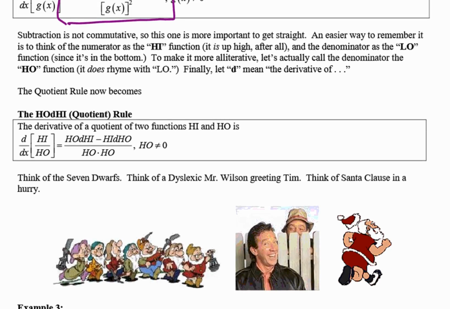Okay, think about our good old seven dwarfs here. They're always singing when they hop down the cave and they've got to use their pickaxes to break off the rocks. They're saying, hi ho, it's off to work we go. And then hopefully some of you know this, Mr. Wilson, who you never really see his face, he's greeting Tim, the toolman Taylor. He's like, "Heidi ho, neighbor."